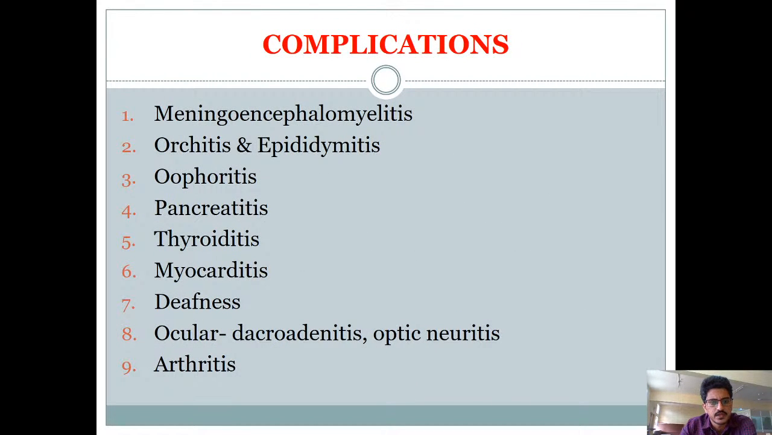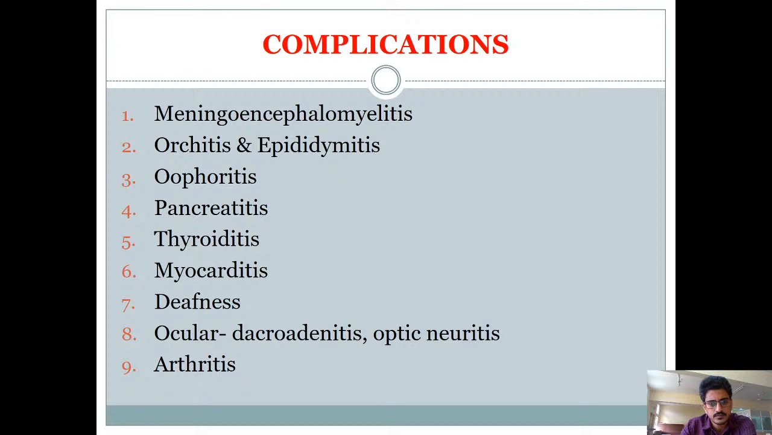So complications with the mumps. Mumps has a predilection for salivary gland tissues and even for nervous tissue. So the complication we have to remember is meningoencephalomyelitis. Basically it can cause aseptic meningitis and even meningoencephalomyelitis, where even the brain tissue is involved. And orchitis, epididymitis, oophoritis, pancreatitis, thyroiditis, myocarditis, deafness, ocular dacryoadenitis, optic neuritis, and arthritis.